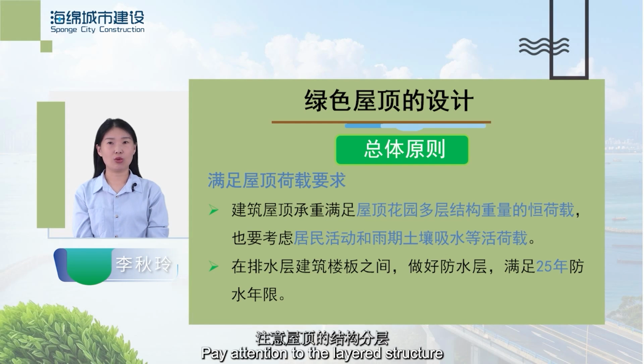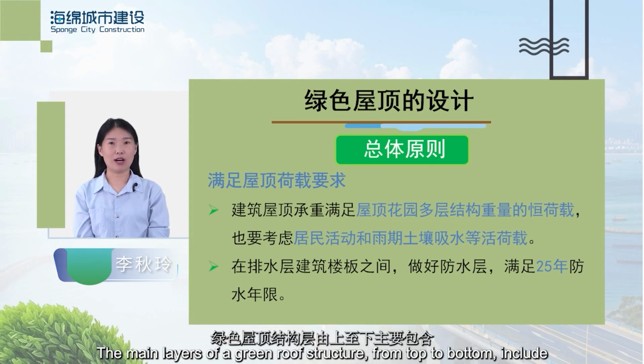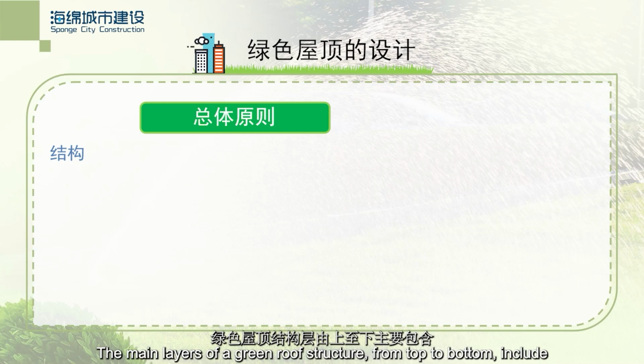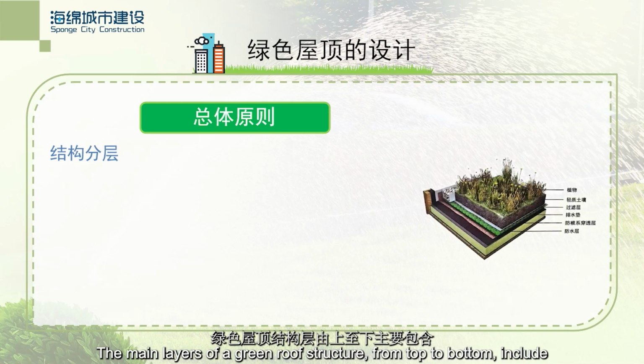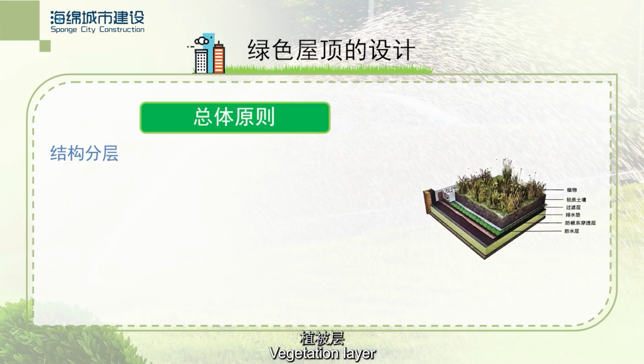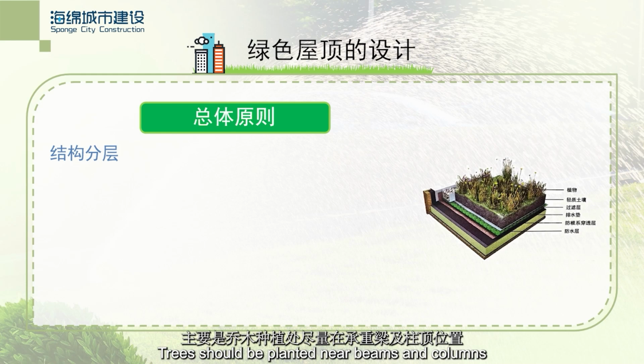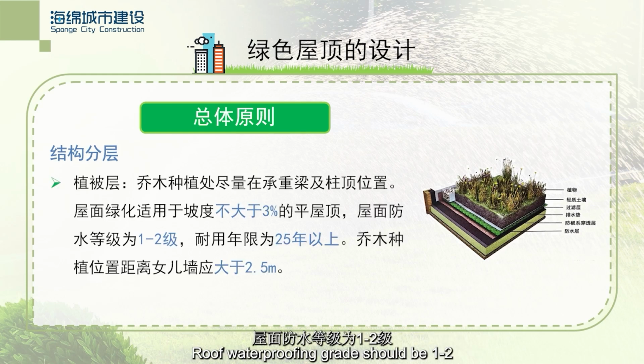Pay attention to the layered structure. The main layers of a green roof structure, from top to bottom, include the vegetation layer. Trees should be planted near beams and columns. Roof waterproofing grade should be 1 to 2, with a lifespan of over 25 years.